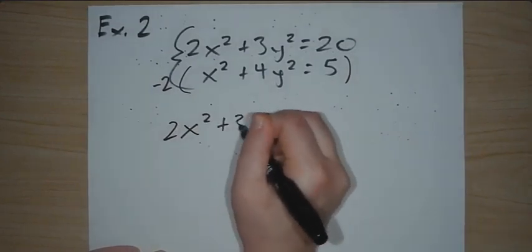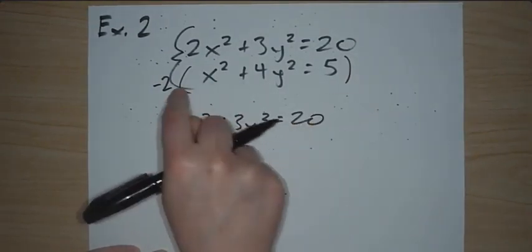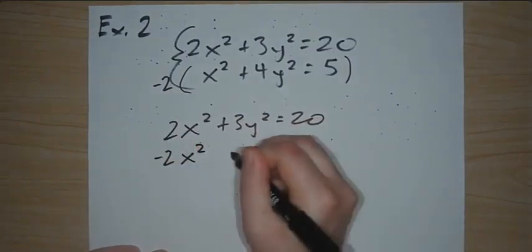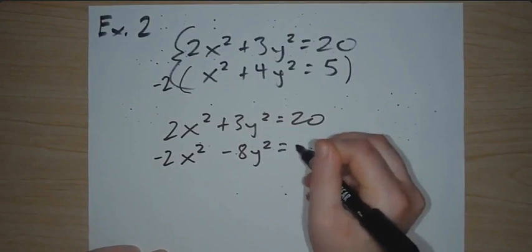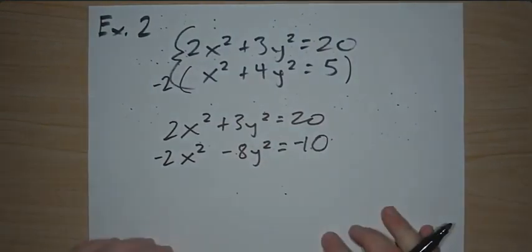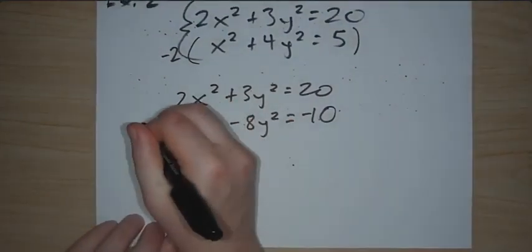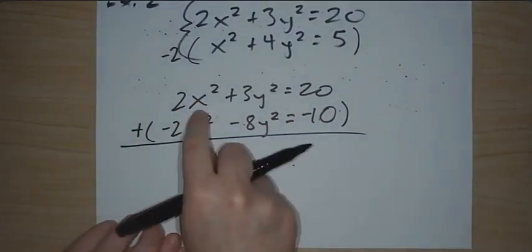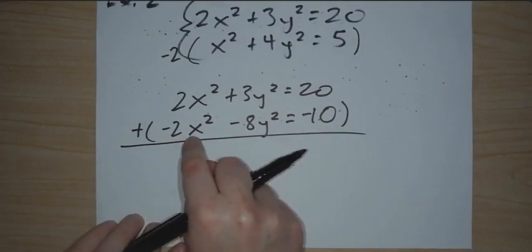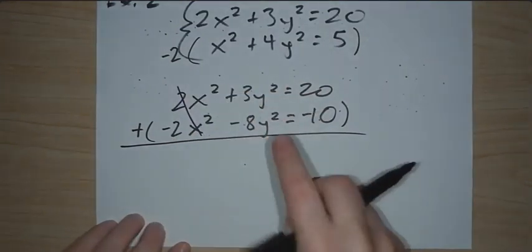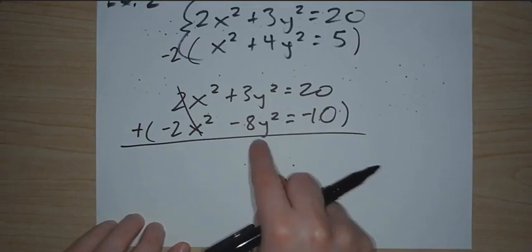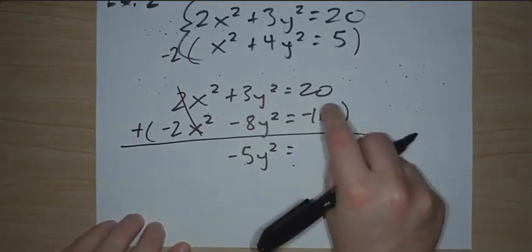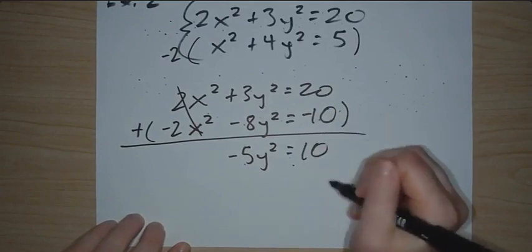So we have 2x squared plus 3y squared equals 20. And on the bottom, distributing this -2 across, we have -2x squared minus 8y squared is equal to -10. So we're going to add this entire bottom equation to our first one. So 2x squared plus -2x squared, well, this will just cancel out to 0. We have 3y squared plus -8y squared, that's -5y squared. And 20 minus 10 is 10.